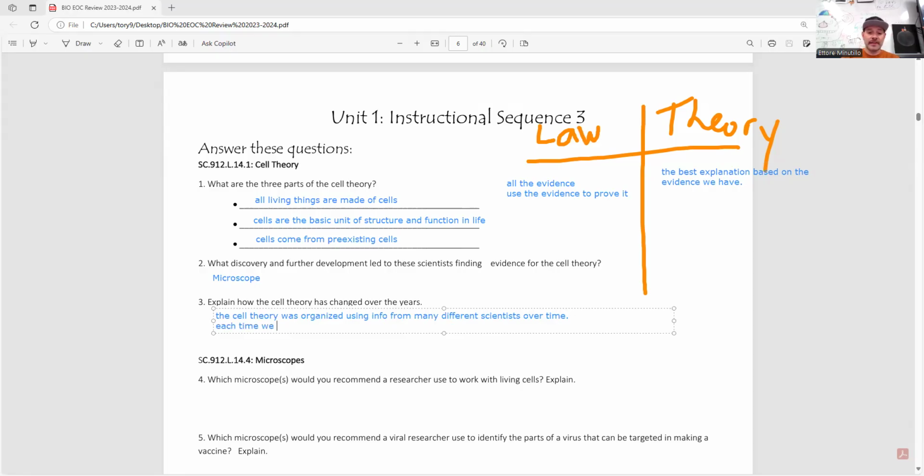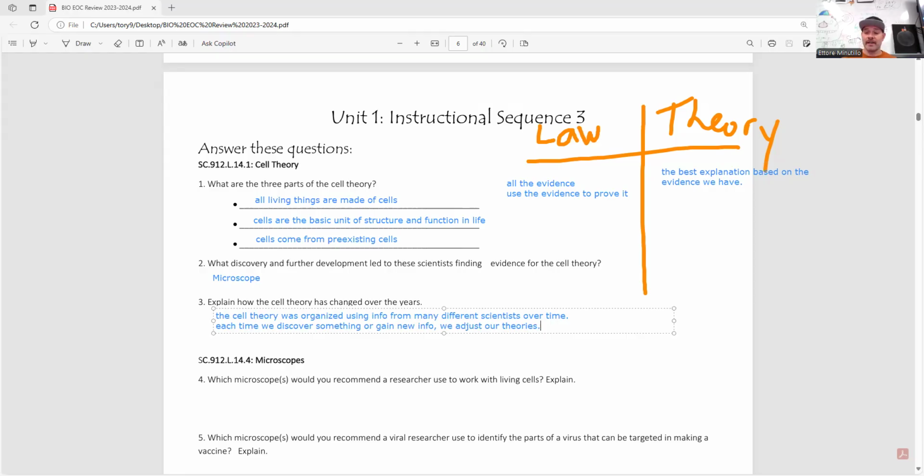Each time we discover something or gain new info, we adjust our theories. Now, we haven't discovered anything that has contradicted the cell theory yet. We just keep coming up with more evidence for things.